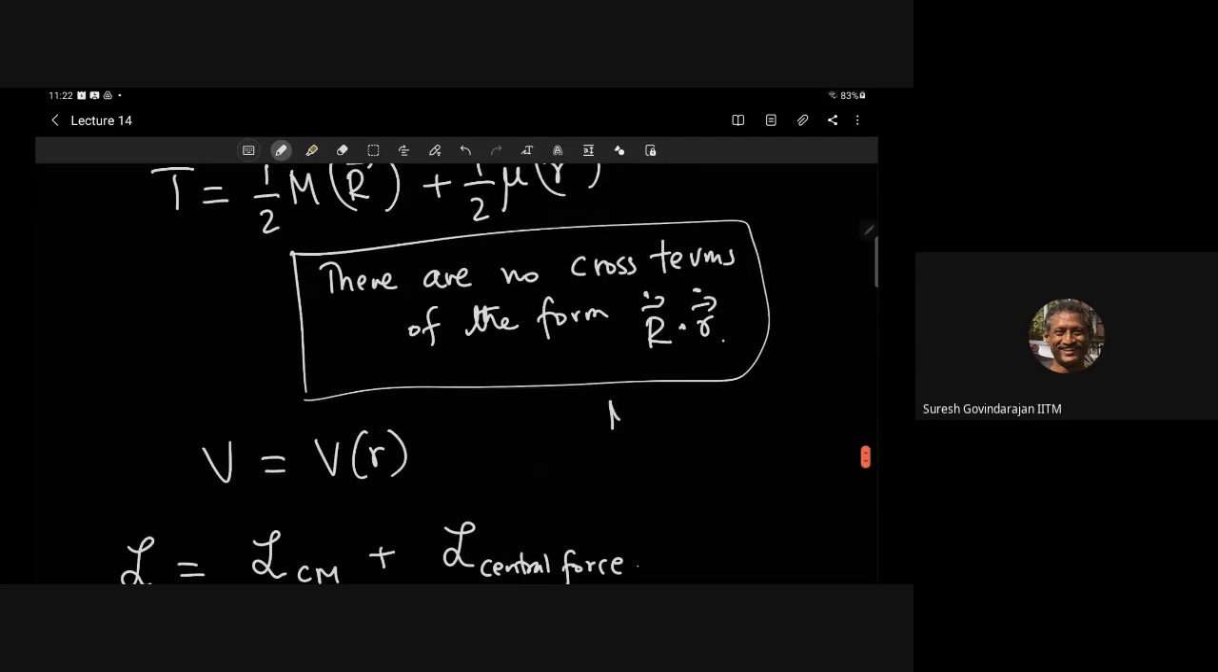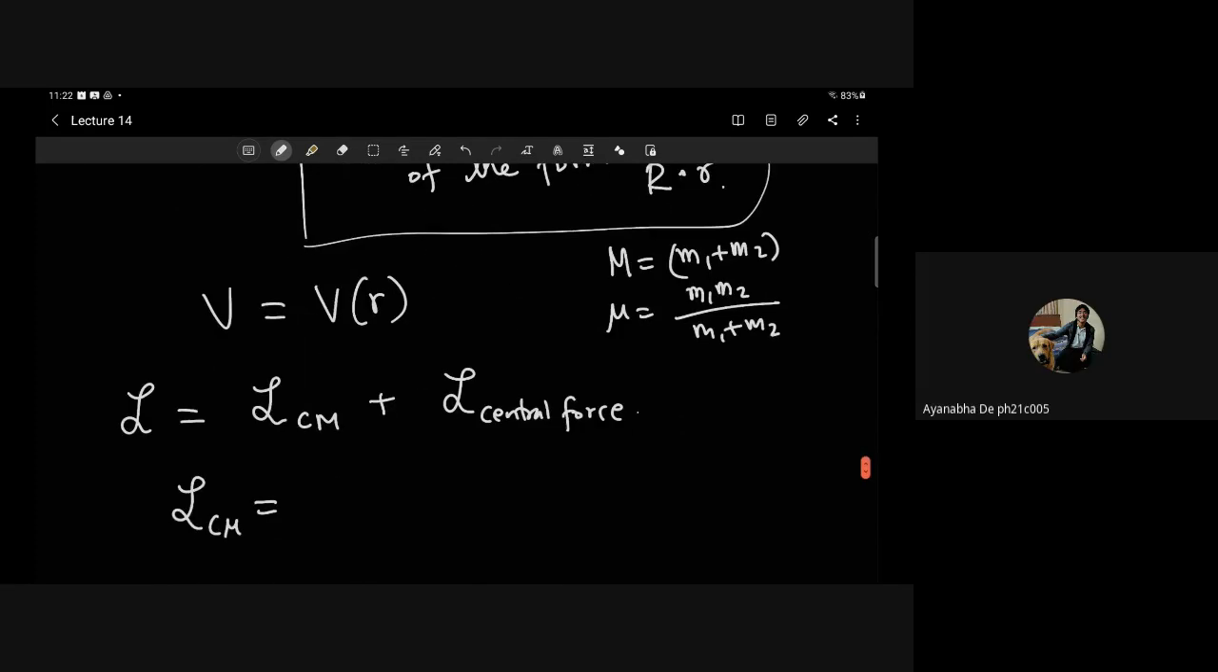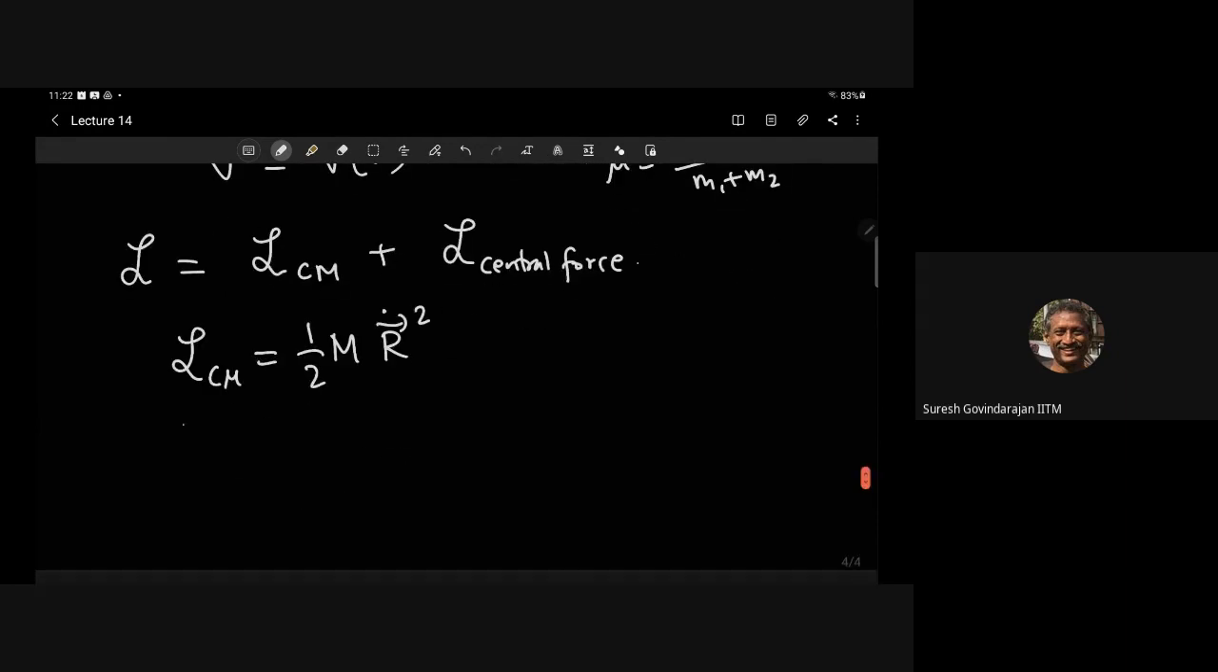And I forgot to define what is capital M and mu. Okay, so capital M is just M1 plus M2, and mu is, I think mu has some word, reduced mass. I'm not very good with names. Yes, sir, reduced mass. All my life I've been poor with respect to that thing.